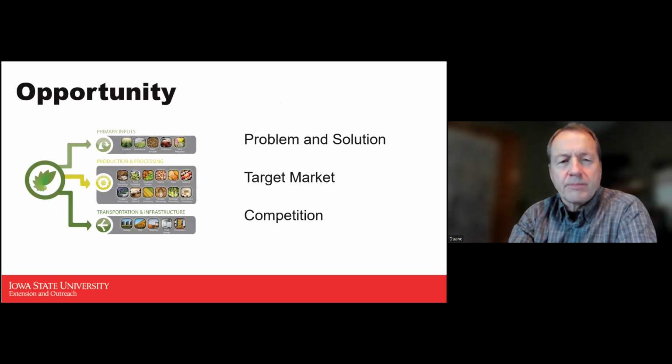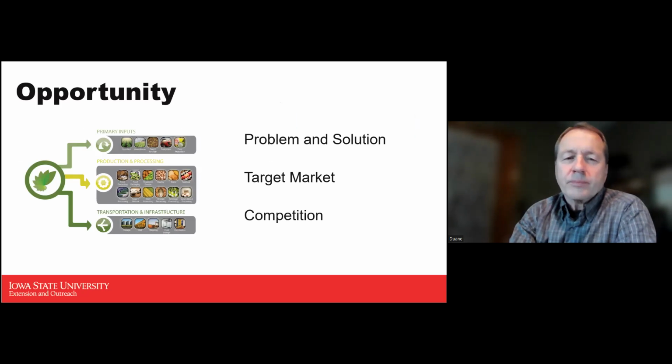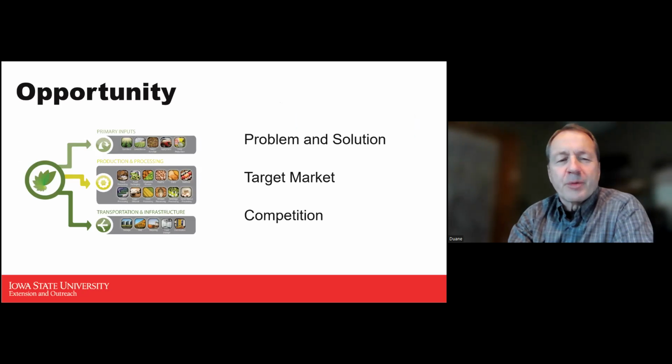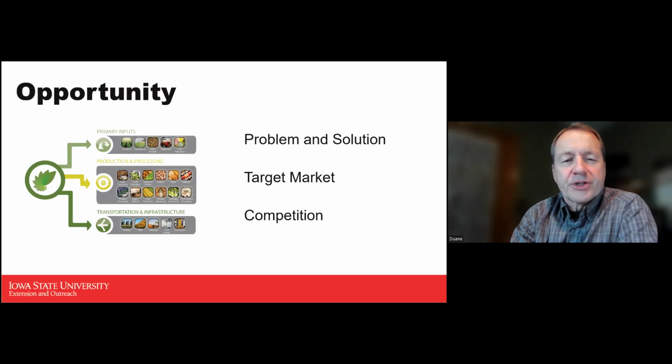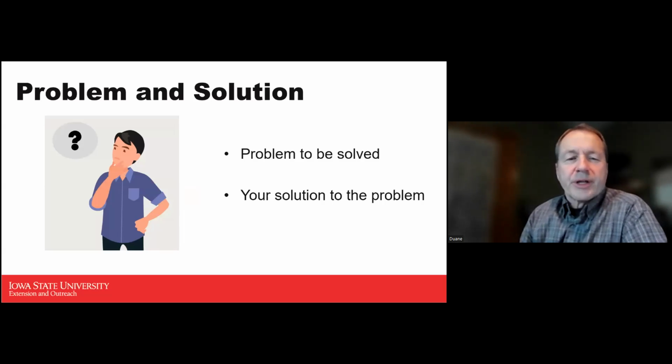And as indicated before, the first section is opportunity. Opportunity is going to be broken down into 3 subcategories: the problem and solution, the target market, and the competition. And we will describe those here in a minute. First one is the problem and the solution.